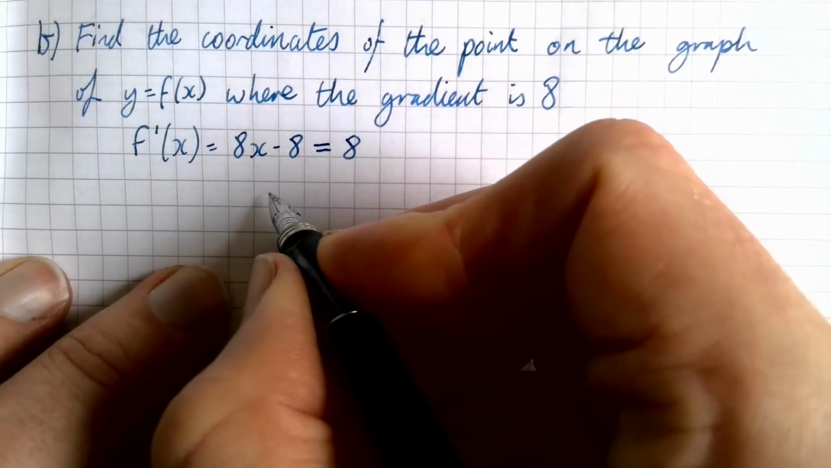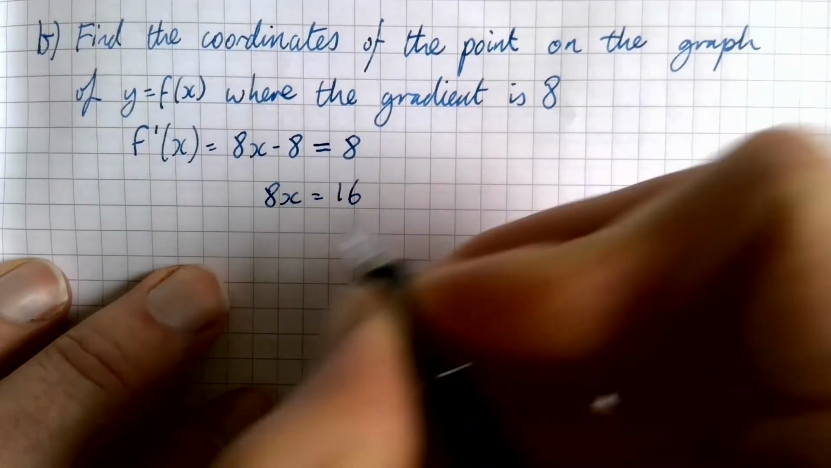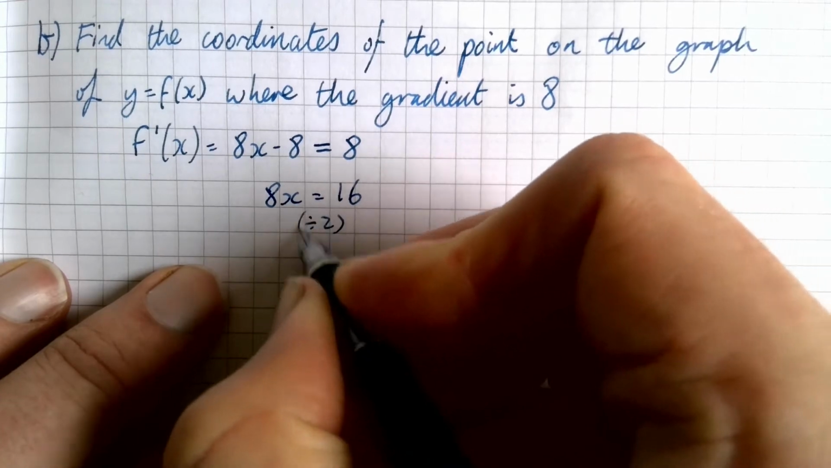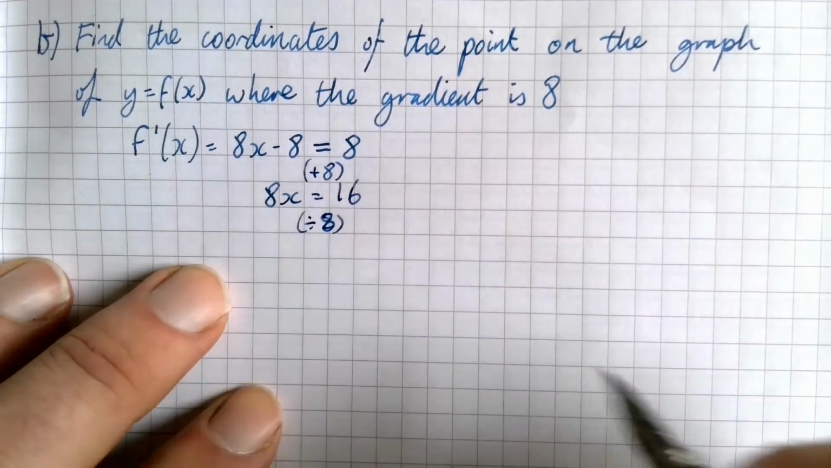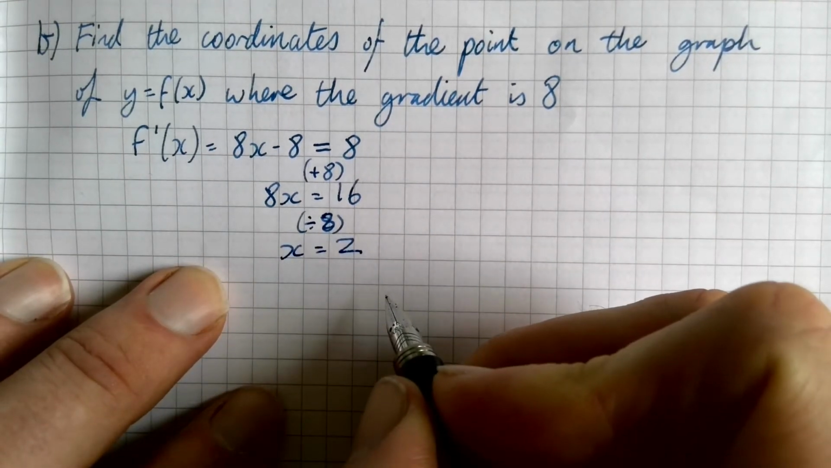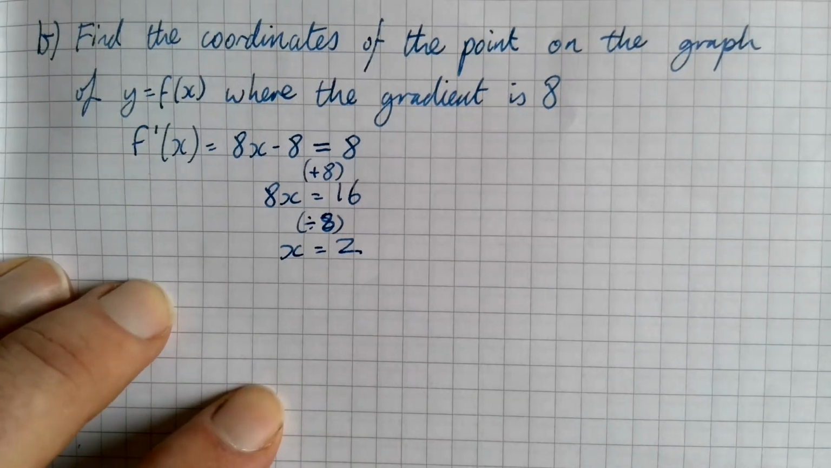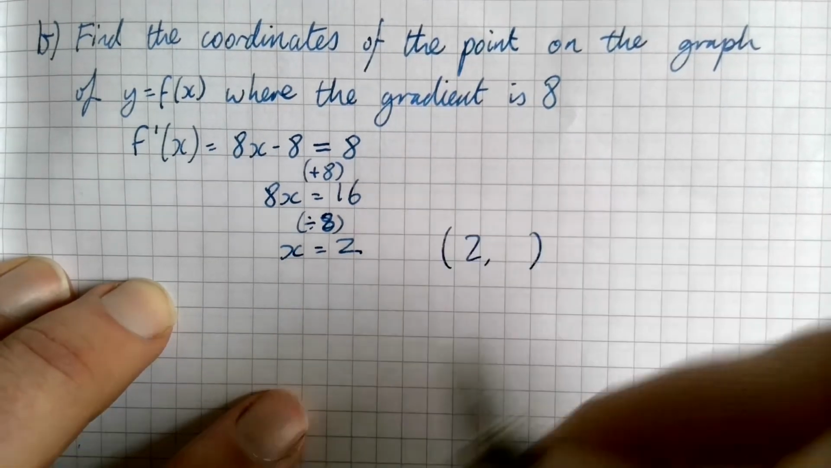So I just add 8 to both sides to give me 8x equals 16, and divide by 8, because we've got 8x, haven't we? And x is equal to 2. And what do we need to know? We need the coordinates of the point. So we're looking at the point 2 and something.